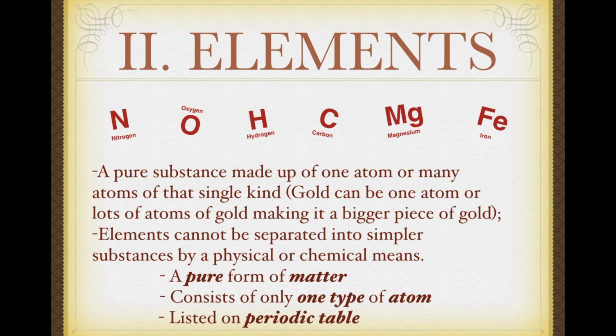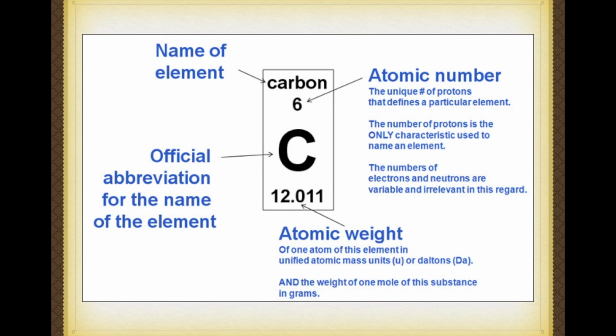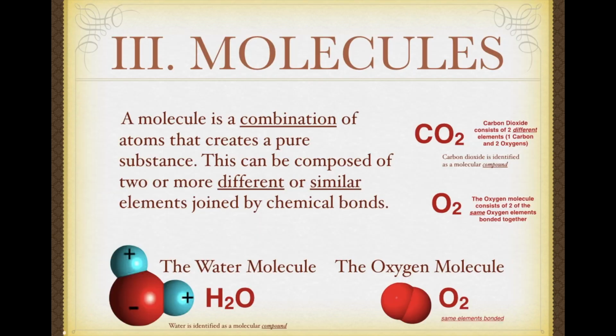Okay? If I combine gold with silver, it's no longer an element. It can be a mixture, or if I have oxygen and hydrogen, it could be a compound or a molecule. Elements are pure forms of matter. They consist of one type of atom, and they're listed on the periodic table. Now, the atomic number and atomic weight, you don't need to know right now. When we go into chemistry, you will need to be aware of that, and we'll talk about those in a future chapter.